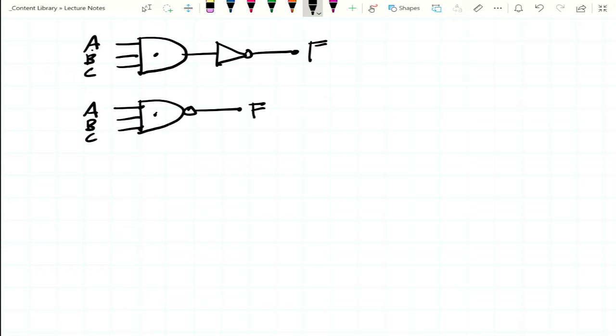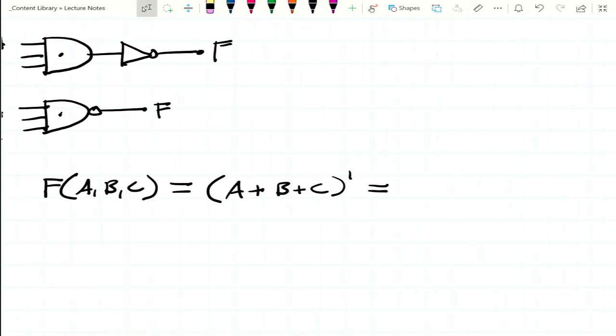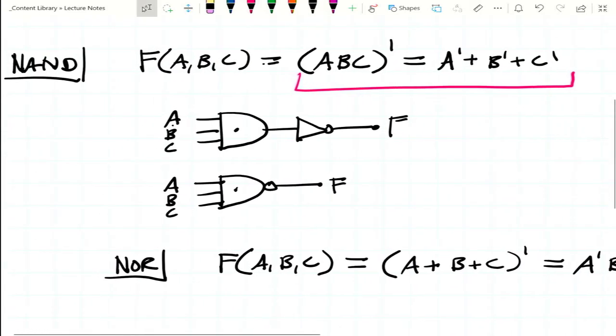All right. A NOR gate is exactly the same thing, just for the OR operation. Same deal. If we have f as a function of a, b, and c, that's going to be equal to a or b or c, all of that inverted. And by De Morgan's theorem, we'll get a prime and b prime and c prime. You can shorthand it by drawing the bubble on the top, which is the same thing as the gate with the inverter.